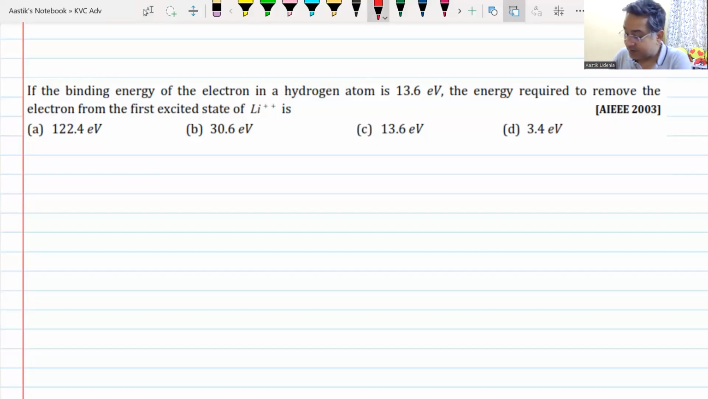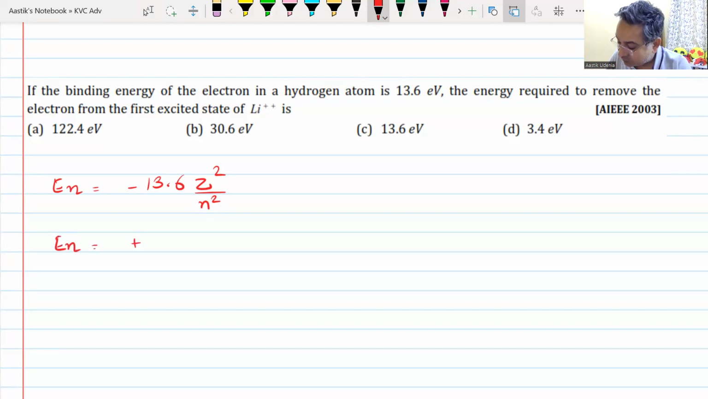Option B, 13.6. Remember, for any hydrogen-like atom, the energy is minus 13.6 Z squared by n squared. To remove the electron from the first excited state, n is equal to 2. The positive of that energy would be the binding energy. Yes or no? Yes, sir.